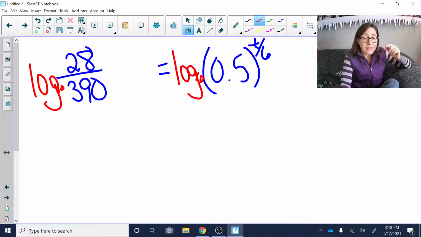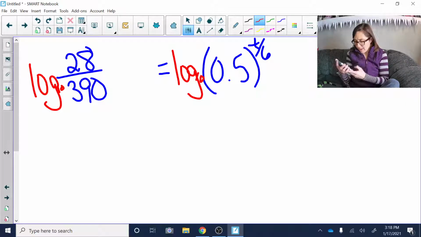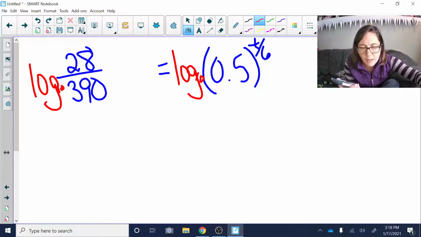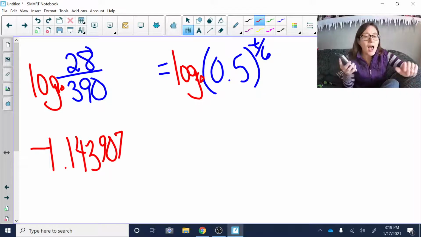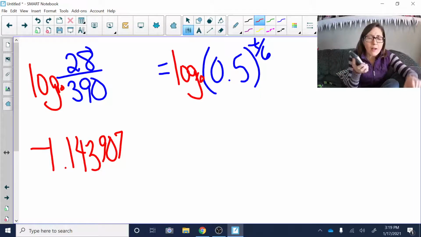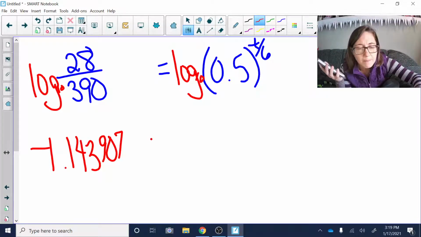So I'm going to see what this comes out to on the left side. Let me grab my calculator. Log of 28 divided by 390, close my parentheses. That comes out to negative 1.14390. There's lots of digits. I'm going to keep it on my calculator. I'll write down an approximation of it, but I'm keeping it on here to keep it accurate, okay?